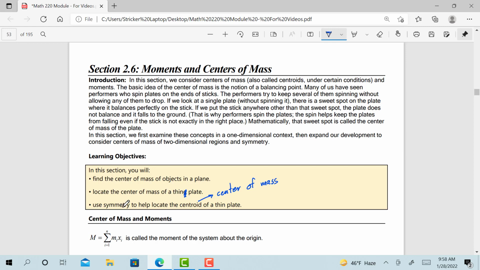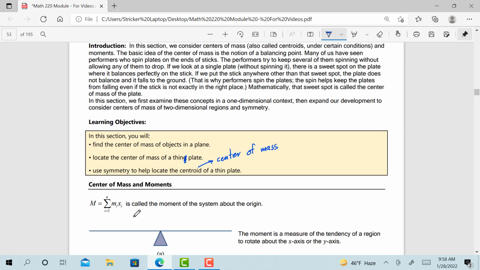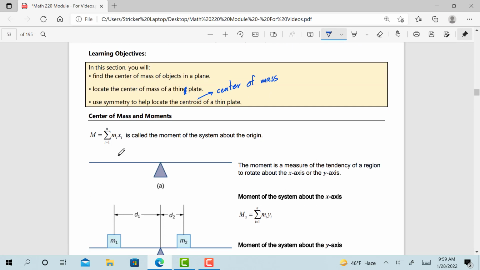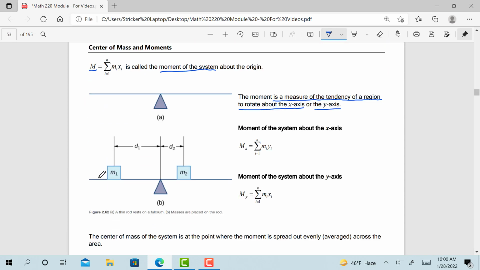In order to find centers of mass, we need to first talk about what a moment is. A moment is usually defined by the letter capital M, and we call that the moment of a system about the origin. The definition of a moment is given right here. A moment is the measure of the tendency of an object to rotate about either the x-axis or the y-axis. So we have two different formulas here. We have the moment about the x-axis, which is given by this formula, and then the moment about the y-axis, which is given by this formula.